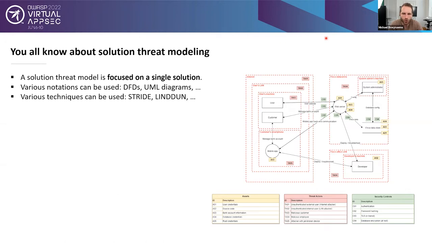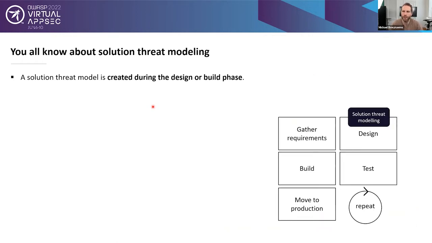And typically we use different notations. DFDs are one of the most known in this context, but we can use UML diagrams as well. We can use Visio documents even. It doesn't really matter. We can also use various techniques like STRIDE, LINDDUN. There are many more, perhaps you use them. That's not what I will be talking about today, but you will see that there are a lot of similarities with architectural threat modeling as I presented here. But most importantly, and that's something that I hope you can take away, there are also important differences.